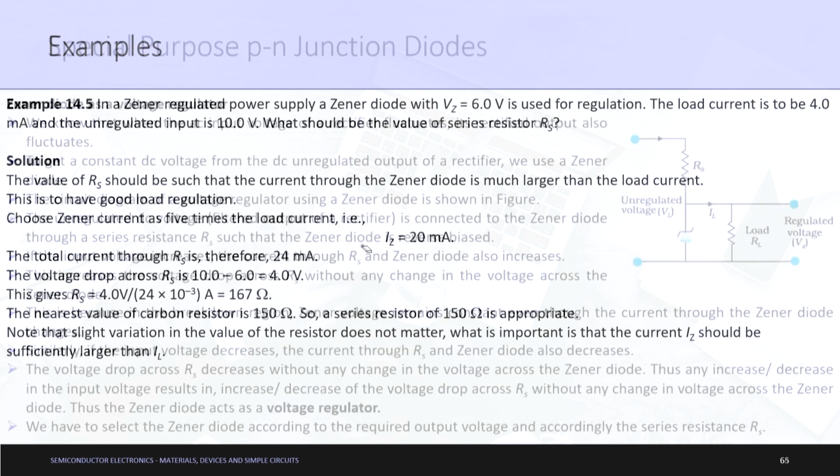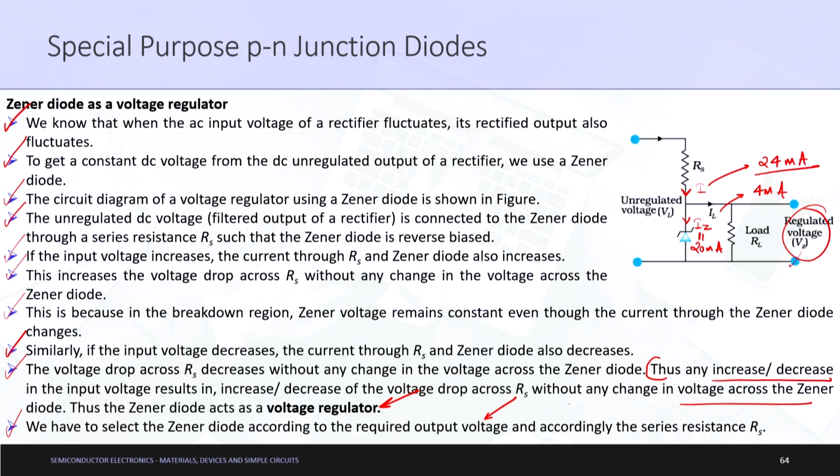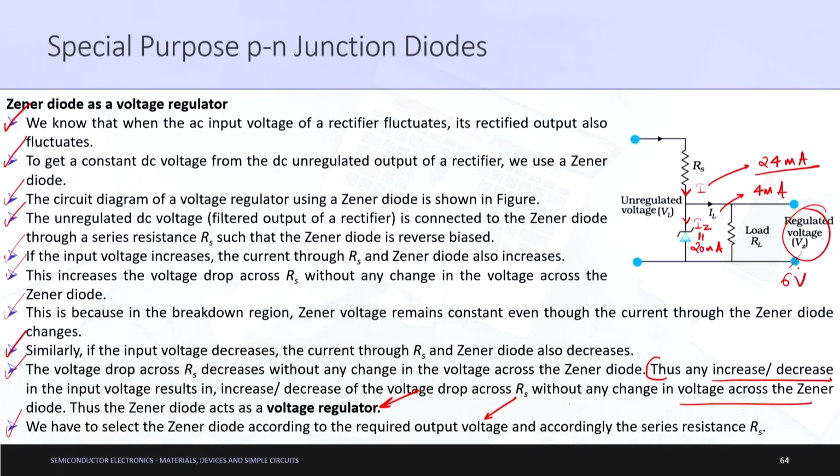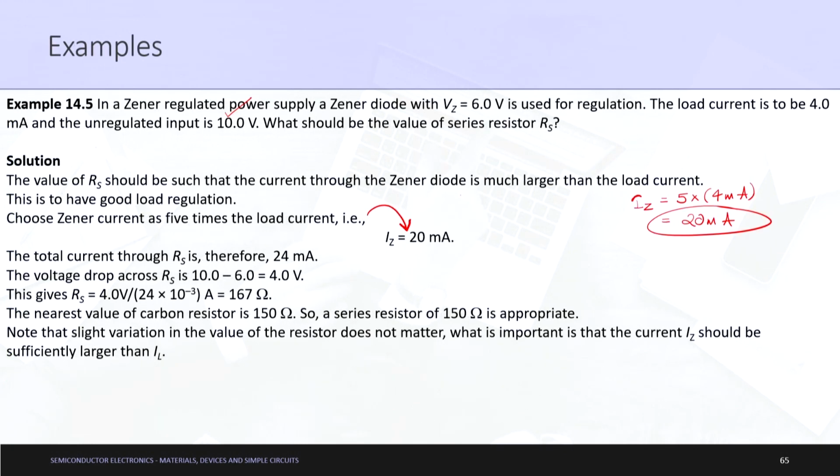Now, what would be the voltage drop? Quite evident. We require this voltage to be equal to 6 volts, and this voltage is given as 10 volts, so we require this to operate under 4 volts, so that this can be operated under 6 volts and this under 4 volts, so that the complete supply is used up and equals the unregulated voltage supply of 10 volts. Okay. So the total current through RS is 24 milliamperes and the voltage drop across RS is 10 minus 6, which is equal to 4 volts.